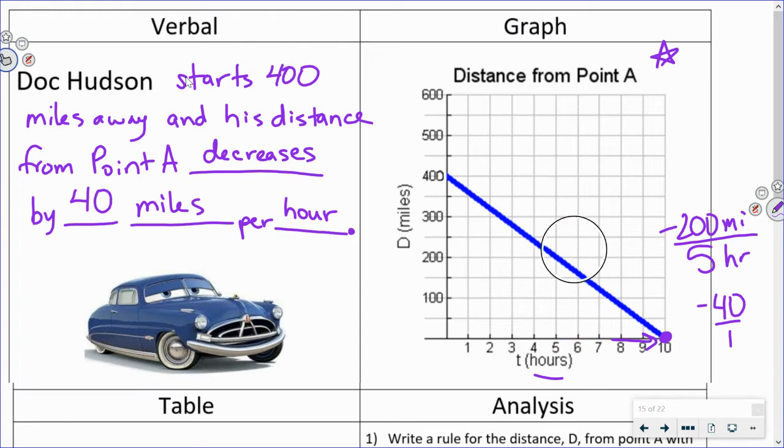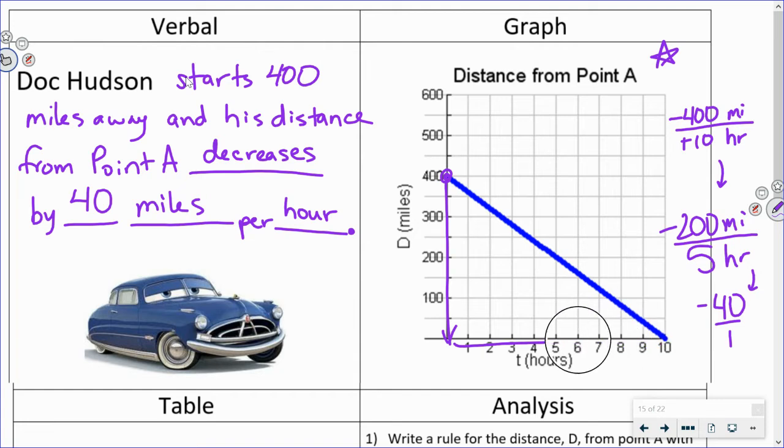P.S. If you did not notice the point in the middle, if you only noticed the 2 points on the exterior, you could have also set up a relationship of going down 400 miles over the course of 10 hours. And guess what? It still reduces to the same thing. So we can use constant rate of change as long as it's a straight line. We can use constant rate of change to find that. Down 40, right 1, down 40, right 1, down 40, right 1, and so on and so on.